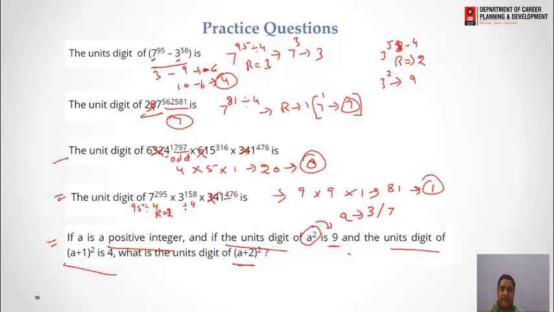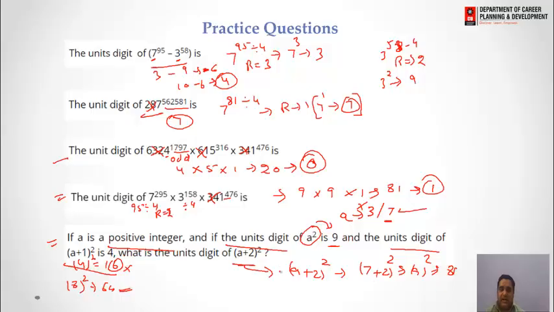3 or 7. But if we say 3 plus 1, that is 4, 4 square gives us 16, so 6 is the unit digit, that does not satisfy the given condition. But if we take a as 7, so 7 plus 1 is 8, 8 square is 64, that is the significance we have here. It means the value of a is 7, not 3. So now if a is 7, then we can solve this a plus 2 square, which is written as 7 plus 2 square, that is 9 square, answer is 81, hence the unit digit of this expression is 1.